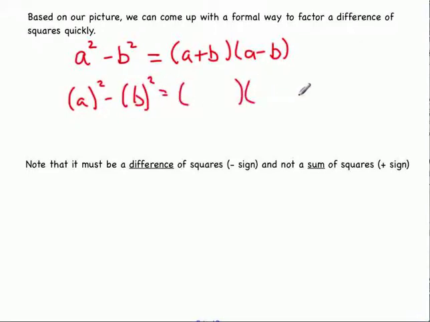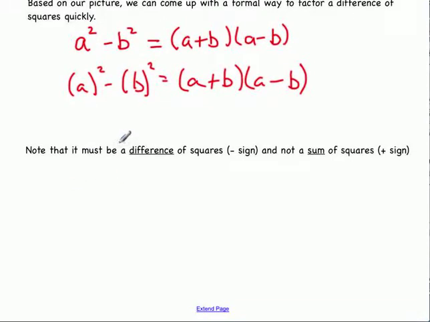Now the nice thing about this is that if you can get it to look like this, whatever's in these two brackets you can automatically just cut and paste and put them there. Plus or minus, minus plus, order doesn't matter here. And there we go. That's a shortcut to factoring a difference of squares. If you can recognize questions that are difference of squares, they're a lot faster than trying to do it by decomposition.